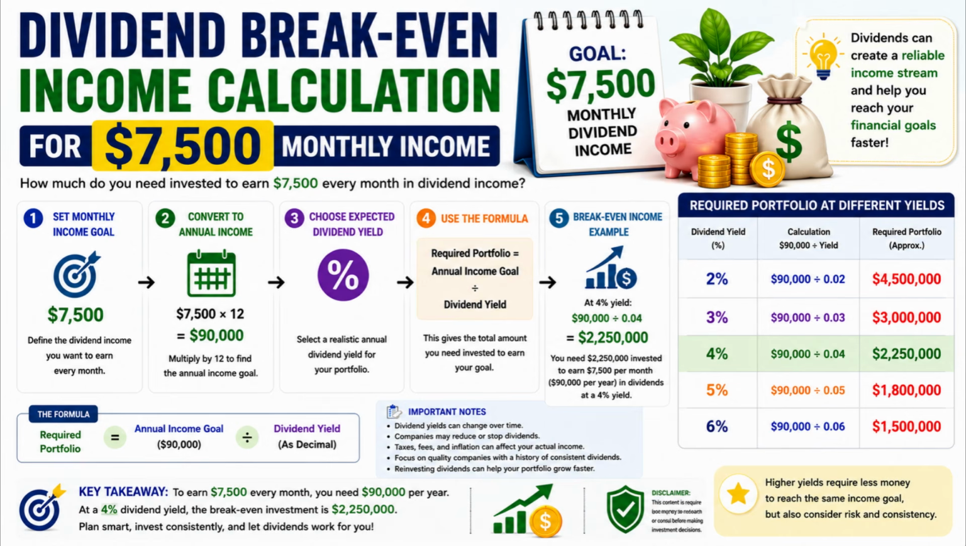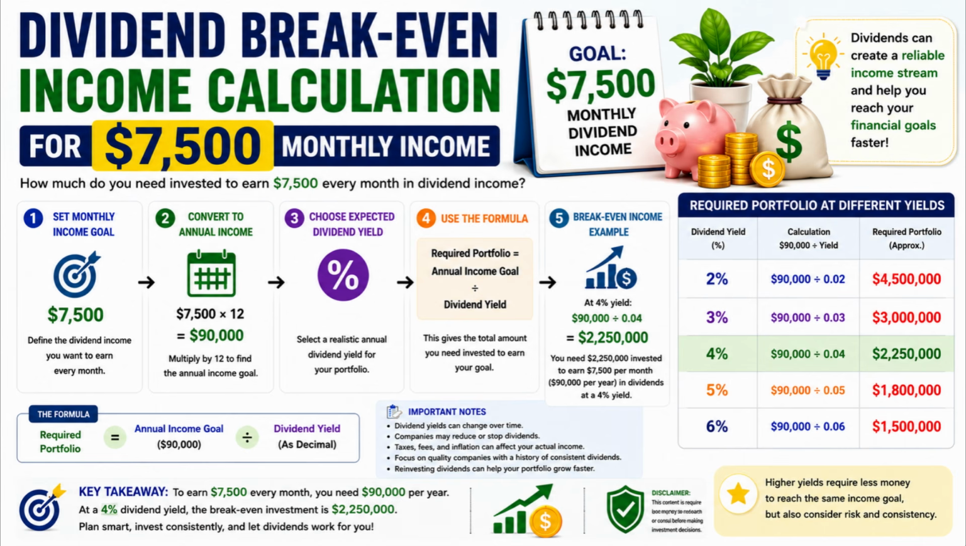In this video, we will discuss dividend break-even income calculation for $7,500 monthly income. Many investors want to know how much money they need invested to generate a large monthly dividend income. So, in this example, we will calculate the break-even portfolio amount needed to earn $7,500 every month from dividends.